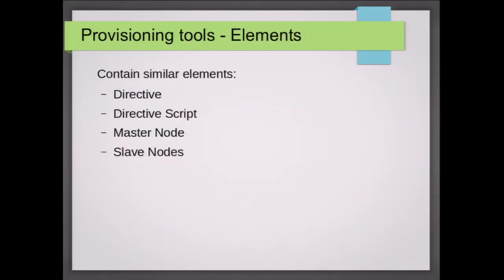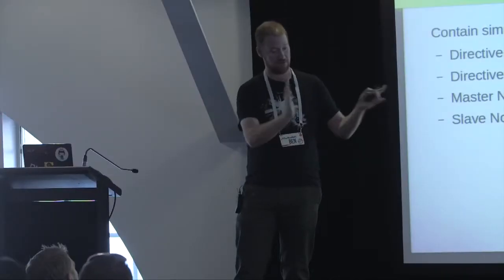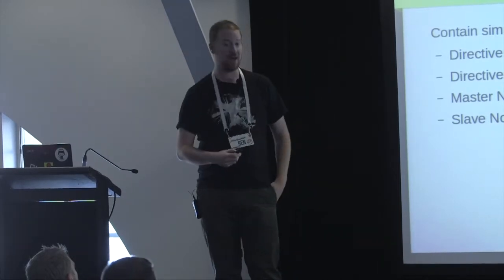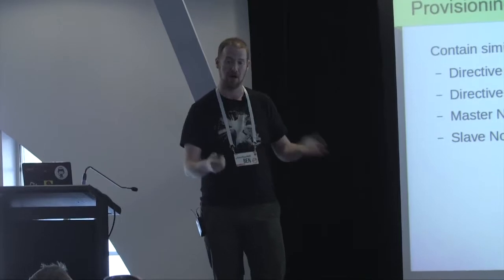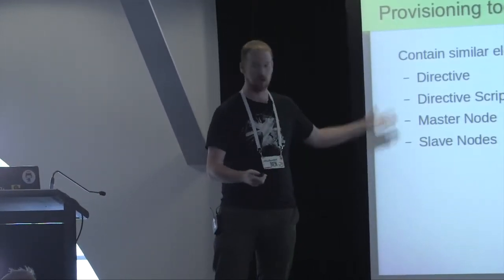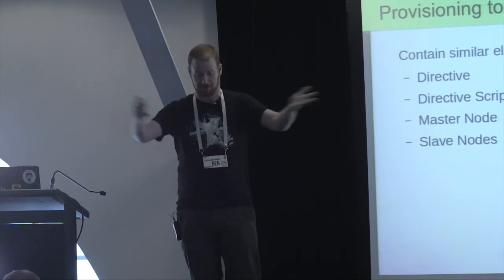There are 4 elements to all the software provisioning tools. Firstly, directives. Directives are telling some server to go and install something, to configure something, just simply run some sort of task. A directive script is a whole list of directives, which hopefully should take your server from bare bones to the state you want it to be in. And there will be master and slave nodes. Typically, the master node is the one that's driving out all the directive scripts, and the slave nodes are the ones you actually want to set up, the things you're trying to configure.